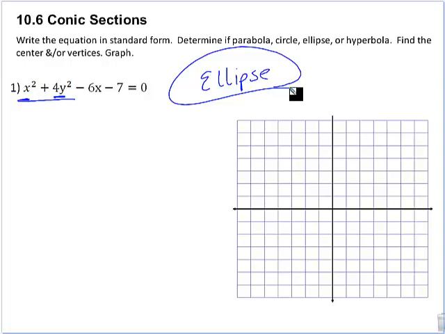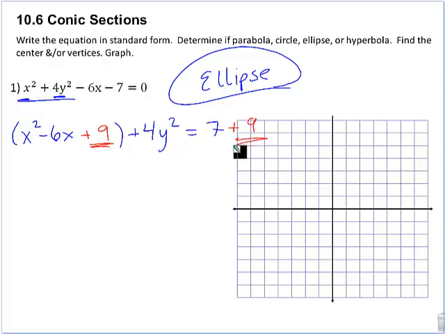Collect the x's, collect the y's, get them together. So here we have x squared minus 6x would go together, plus 4y squared. Nothing else to add on with that because it's just by its lonesome. What should I do with the minus 7? Add it over, so it's equal to 7. And now we need to complete the square. What would we have to add on to the x's? 9. So what should we add on to the other side? 9. Do I have to multiply it by anything? Nope.